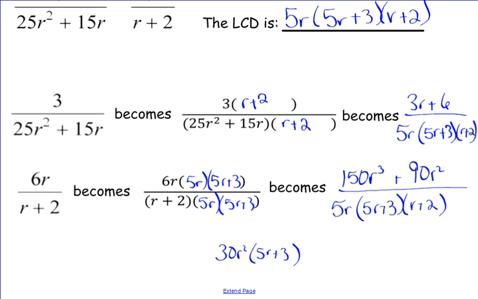Right. This is how you make equivalent fractions using the least common denominator. This is a skill you're going to have to practice, and it is the first step or the second step towards adding and subtracting rational expressions.